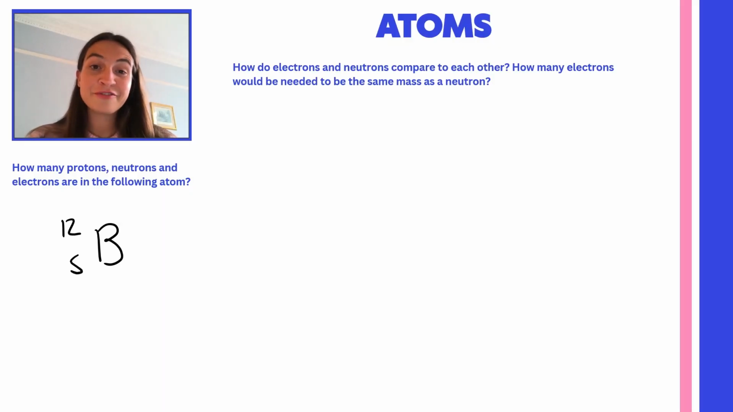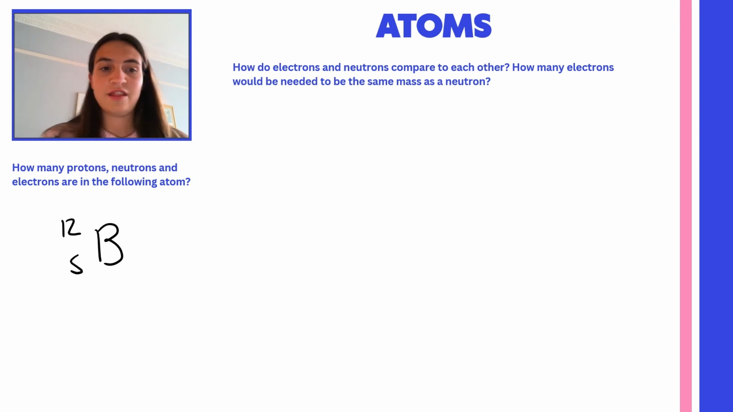If you're ready, let's dive in. Okay, so our first question on the left is looking at this notation, and it is: how many protons, neutrons, and electrons are there in the following atom?